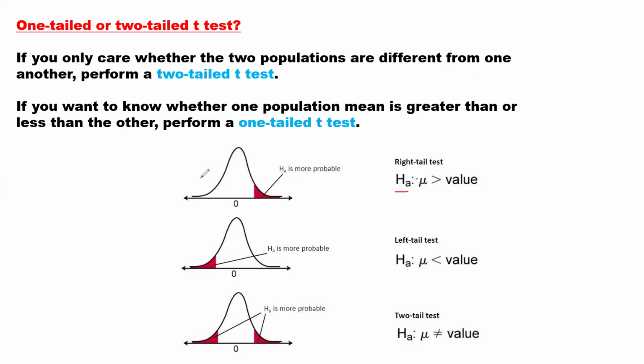So I think from here we can clearly understand that for you to work with a right tail test, the standard mean must be greater than some value.